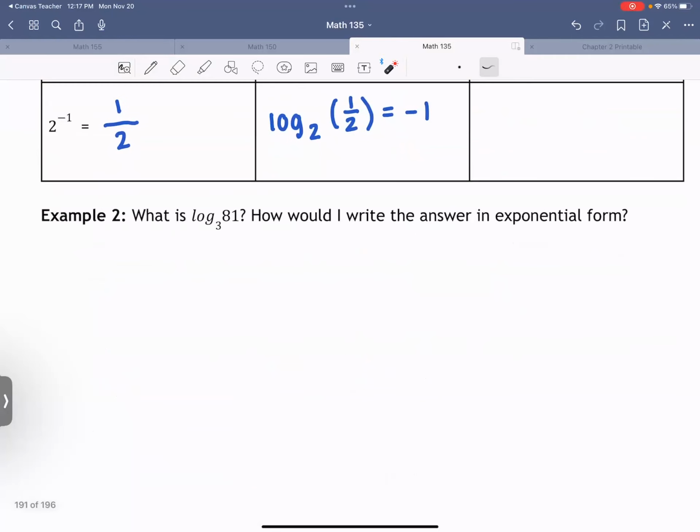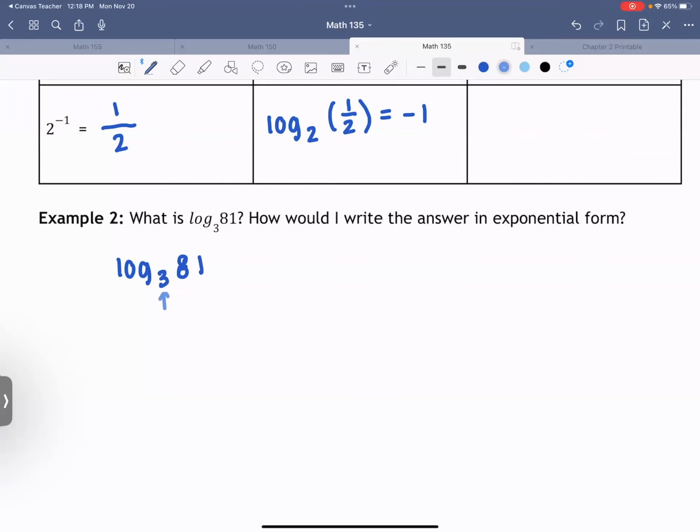All right. So let's say I wanted to figure out what log 3 of 81 is. I'm just going to write this out, log 3 of 81, and I want to know what that number is equal to. Just thinking about the definition of a log, I know that 3 is the base of the exponent, and 81 is the final answer. So when you see this, you're really thinking, what is the power that I need to raise 3 to get 81?